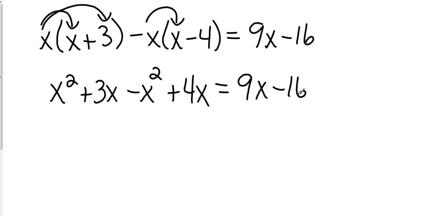Okay, so let's combine like terms. I see that we have an x squared minus an x squared, that's going to cancel. 3x plus 4x.